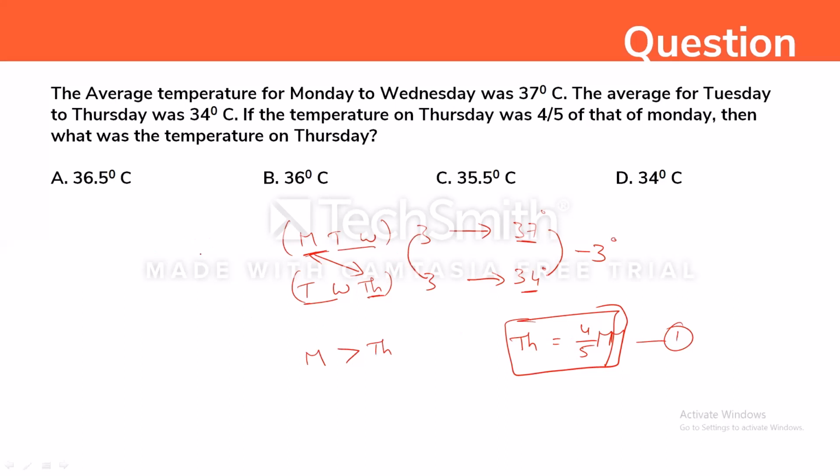Here this is for Monday, I'm writing it aside, and this is for Thursday, and we need to find how much more or how much less it is. This depends on our shortcut. 0 multiplied with 34 will give you 0, and minus 3 degrees multiplied with 3 will give you 9. Is that plus 9 or minus 9? Which is most important, it is minus 9. Here it should be minus 9.